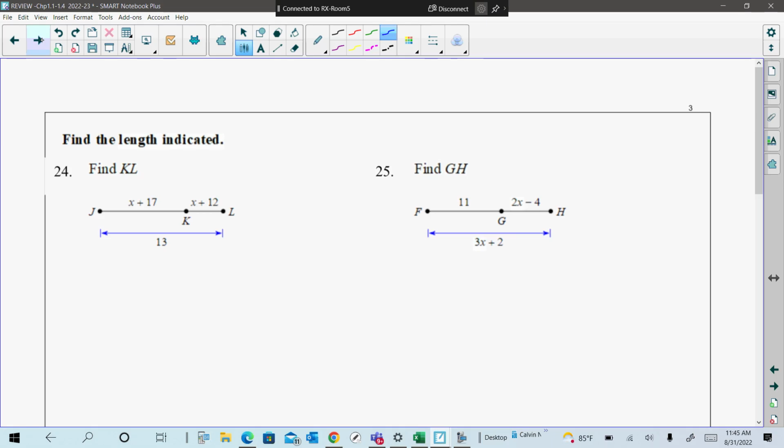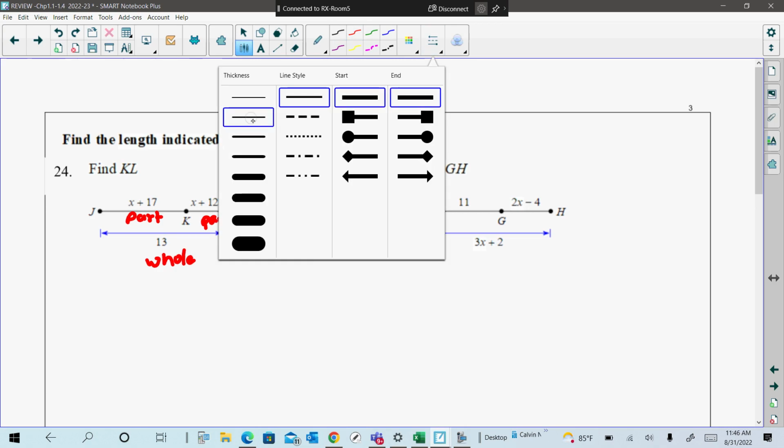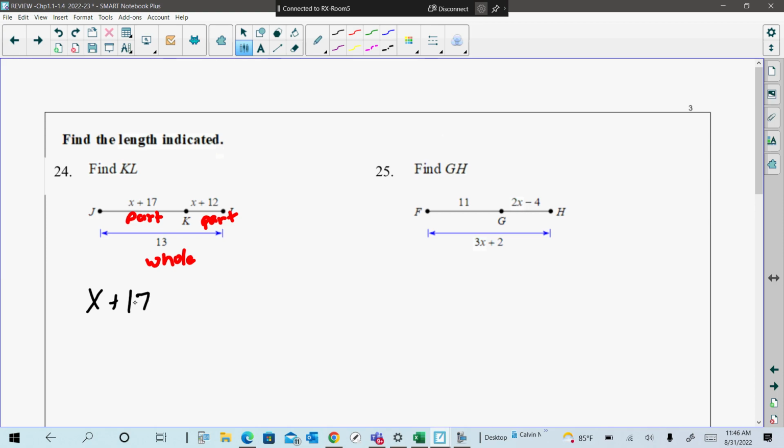So they want us to find KL, but they've already labeled our segments here for us. So hopefully we see that J to K is a part and KL is also a part. I know that looks horrible. And 13 is the whole segment. So if you want to go straight to your equation, we should have x plus 17 plus the other part, which is x plus 12 equals 13. Or maybe you went ahead and simplified that and added up your x's, because those are like terms, and your constants, your numbers. So really we have 2x plus 29 equals 13.